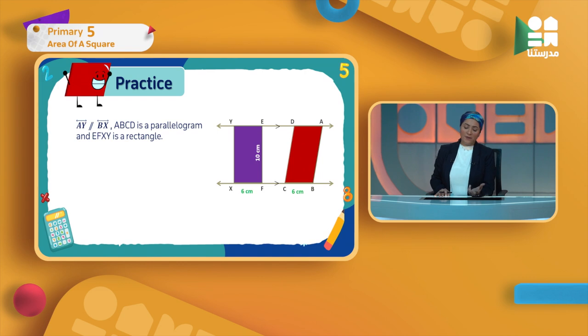Some of their properties are alike: each of them has every two sides parallel to each other and equal in length. The difference is in the measurement of their angles. The rectangle has four angles, each one of them equal to 90 degrees, while the parallelogram does not have the same case; its angles are not equal to 90 degrees.